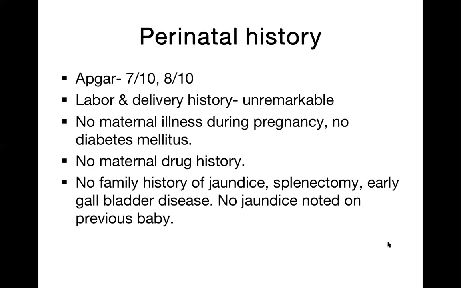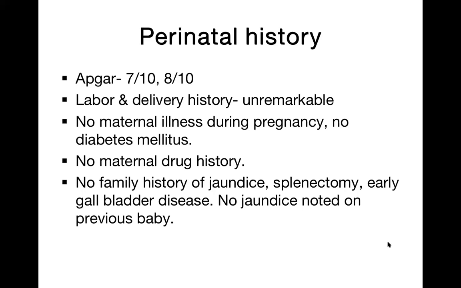Regarding the labor and delivery history, it was unremarkable. There was no problem. No maternal illness was found during pregnancy, and there was no history of diabetes mellitus. These are important histories for neonatal jaundice. That's why we have asked this. No maternal drug history. Very significant. We always ask this question. And the family history of jaundice is always asked. So in this case, there was no family history of jaundice.